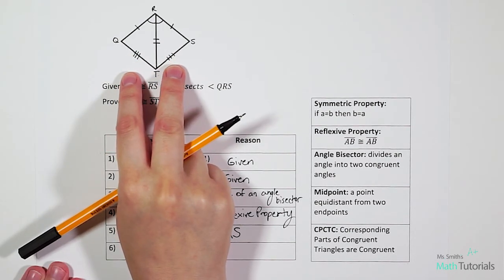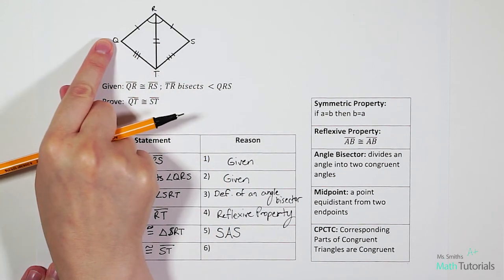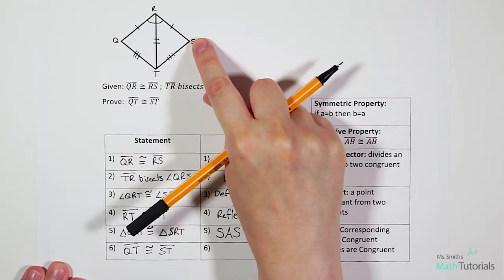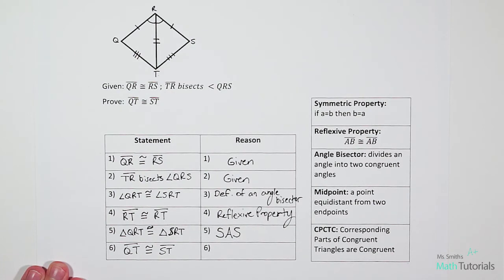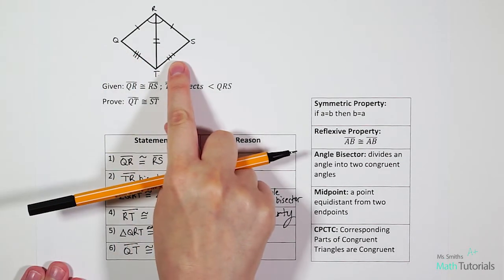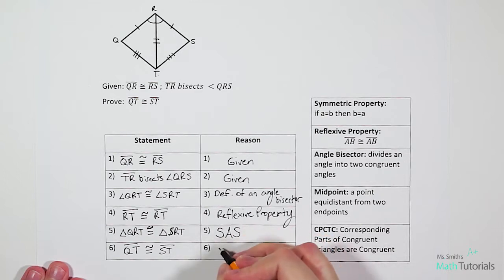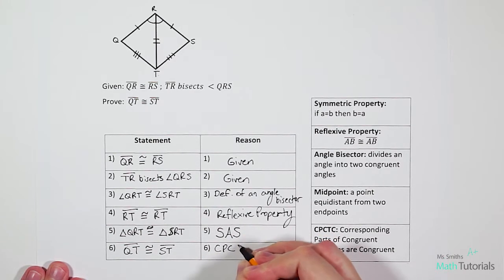In the same way that we could say angle Q is now congruent to angle S, right? Now, they didn't ask us to do that, but we could say that at this point, once we know the two triangles are congruent to each other. Our reasoning for knowing those two sides are congruent is CPCTC. Corresponding parts of congruent triangles are congruent.